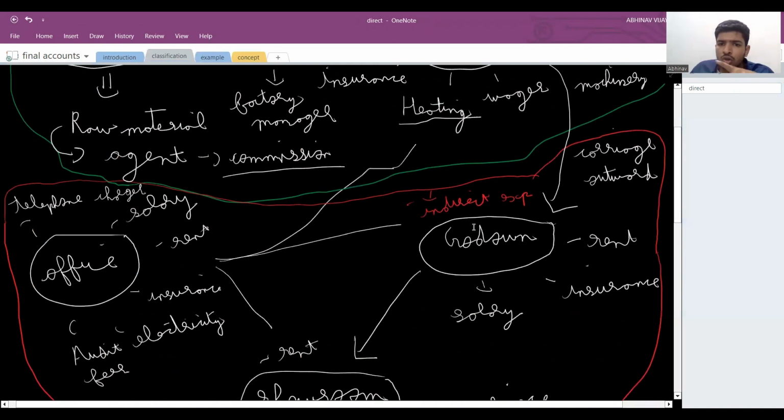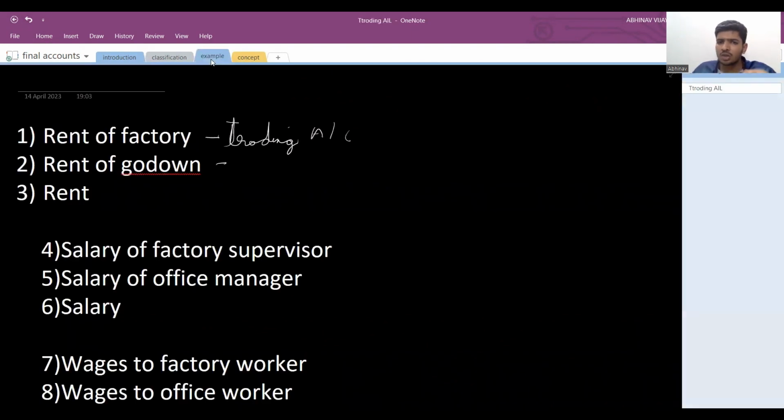Next, rent of a godown. So godown comes under the bracket of indirect expenses. Indirect expenses, whether normal or abnormal, go to your P&L account. That's what we read. So profit and loss account.